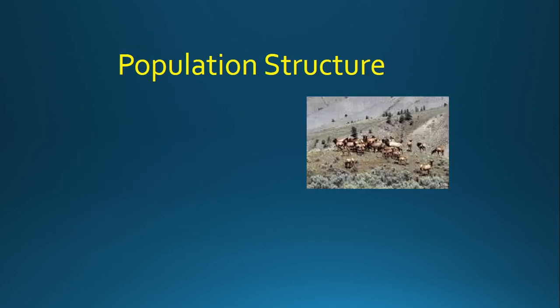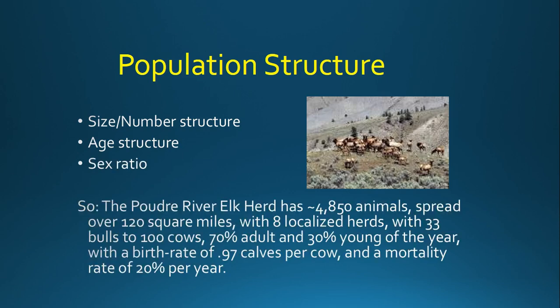So our populations have a certain structure, and all of these characteristics combined can give us a good idea of what the overall dynamics of that population really is. So it can be just your size and your number. It can be your age structure, your male-female ratio. So you may see something like this.